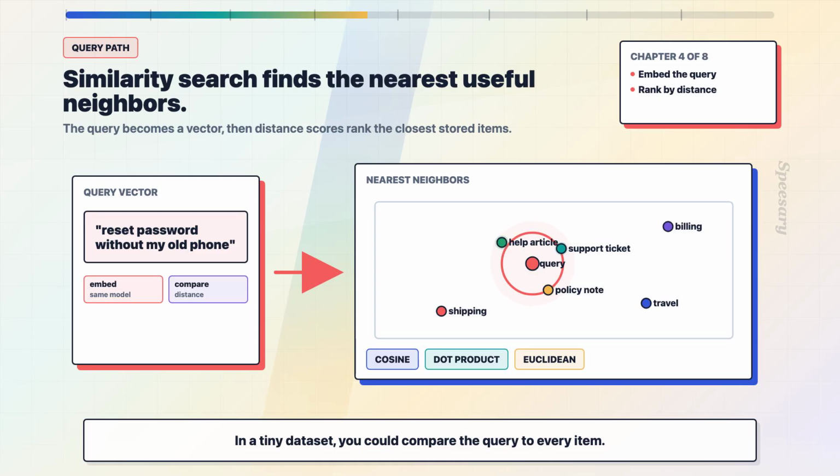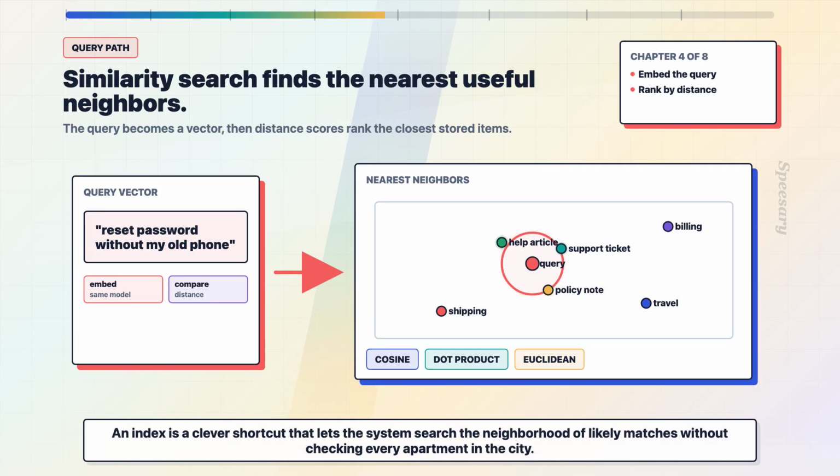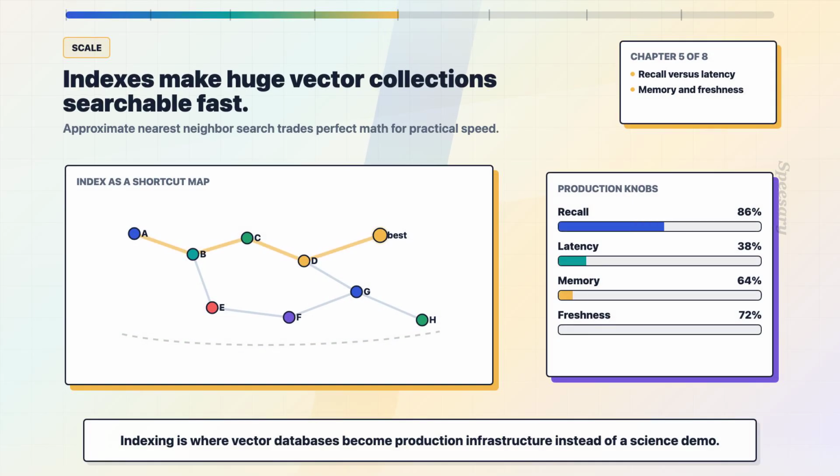In a tiny dataset, you could compare the query to every item. In a real system with millions or billions of vectors, that is too slow. So vector databases build indexes. An index is a clever shortcut that lets the system search the neighborhood of likely matches without checking every apartment in the city. Indexing is where vector databases become production infrastructure instead of a science demo.